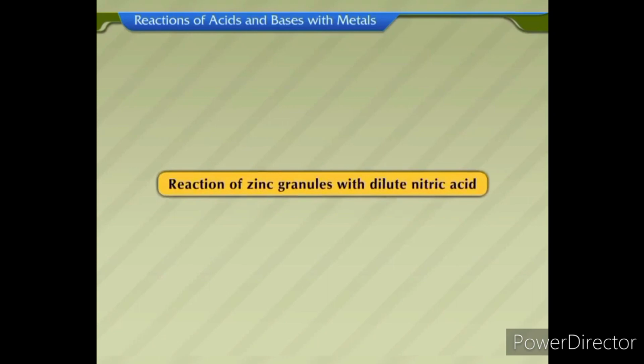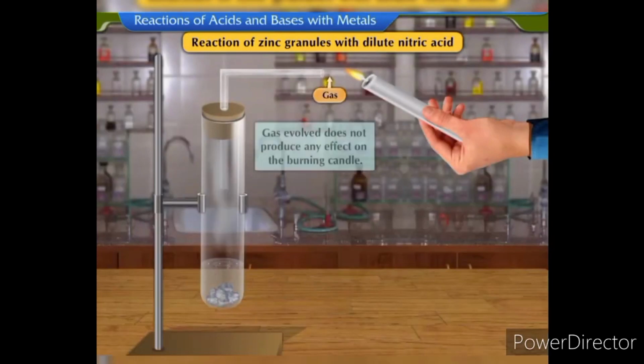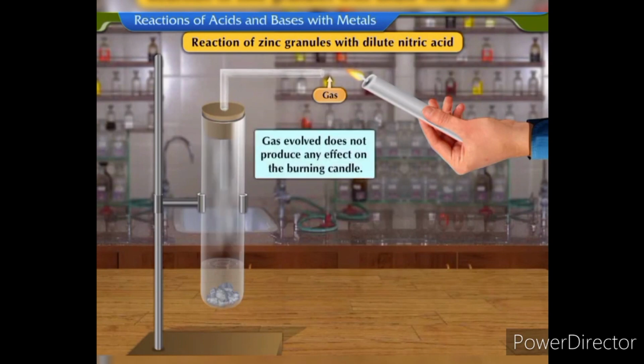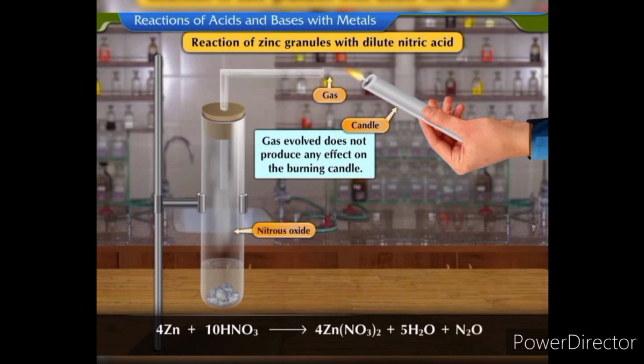Reaction of zinc granules with dilute nitric acid. When zinc reacts with dilute nitric acid, a gas is evolved. This gas evolved does not produce any effect on the burning candle. Zinc reacts with dilute nitric acid to form zinc nitrate, water, and nitrous oxide.